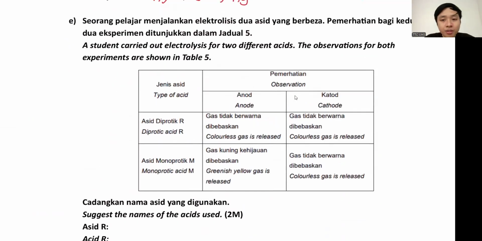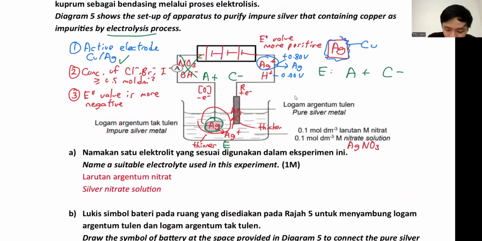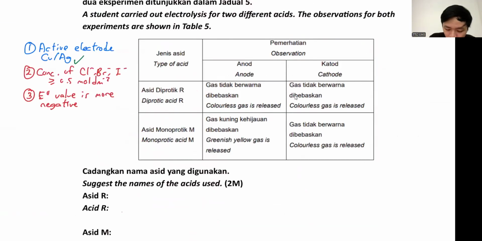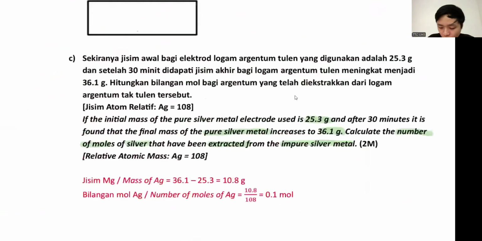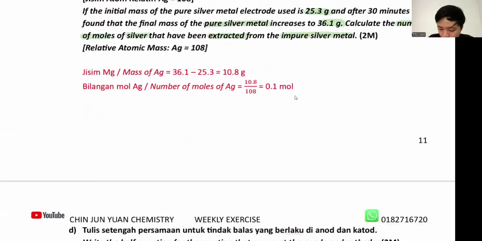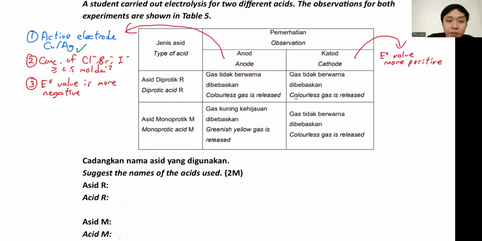Now this one, let me check it. Okay. You still have to use this factor, isn't it? Okay, you have to use this factor for anode and for cathode. Copy down first. So I show you. So anode got 3 factors. Cathode only got 1 factor. So you look at this properly.